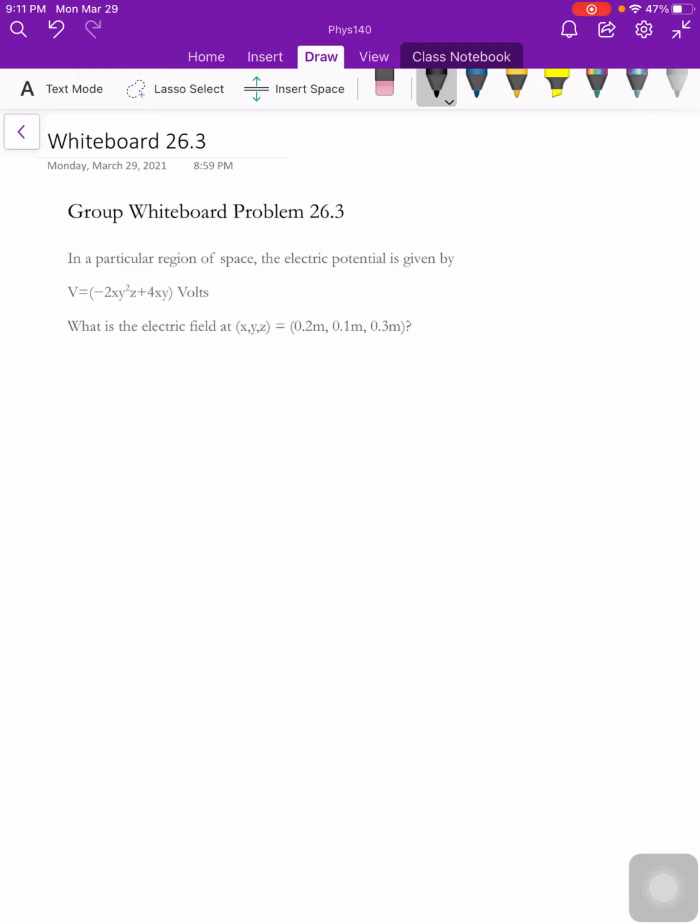Group whiteboard problem 26.3 is asking you to find the electric field at this point, 0.2 meters, 0.1 meters, and 0.3 meters, given this electric potential. V is equal to negative 2xy squared z plus 4xy volts. So what we're going to do is calculate the electric field, and this is going to equal a negative dV.